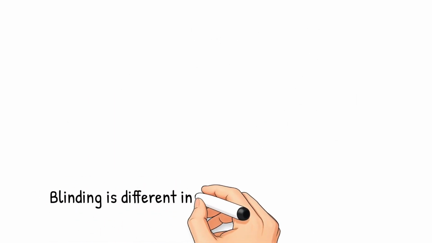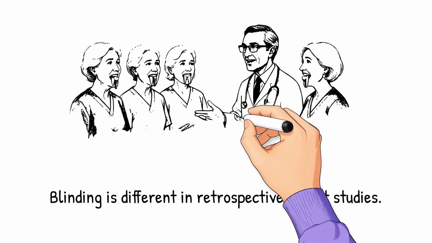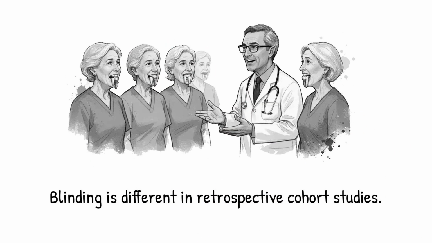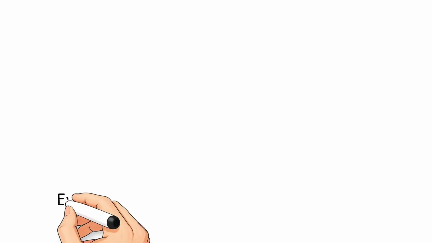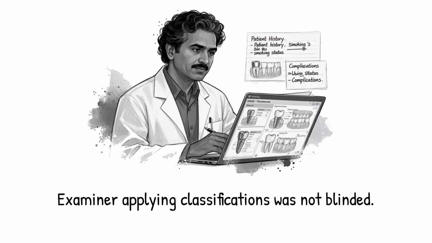Fourth, blinding. This is a retrospective cohort study with a single group. There is no second treatment arm to blind anyone to. You cannot blind a patient to the fact that they already have an SLA implant in their mouth. But one blinding question is still worth asking. Was the examiner who classified each implant, a periodontist identified as GS, blinded to anything?